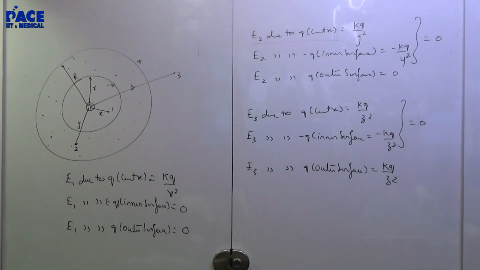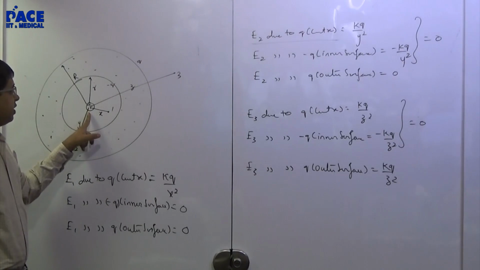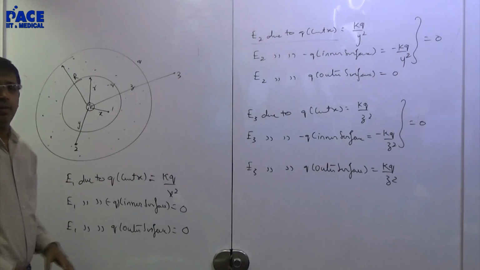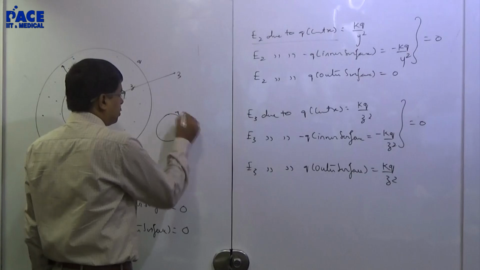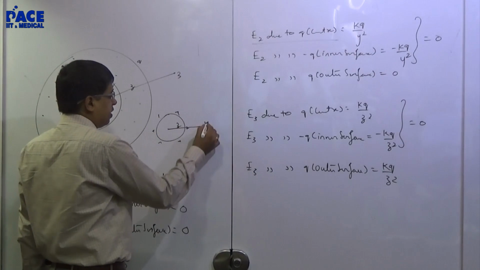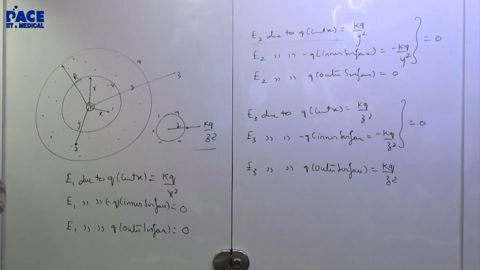Please repeat the last part of the third E3. E3, for any external point, whole of this charge appears to be at the center. For any external point, it's quite obvious now, if you have got charge on this, and this distance is given as z, Kq by z square is the field. Okay, sir, understood.